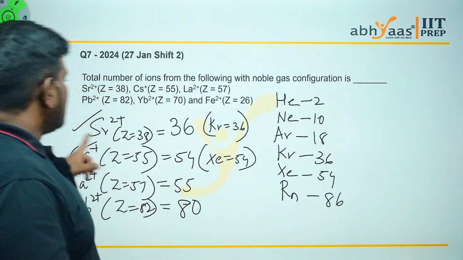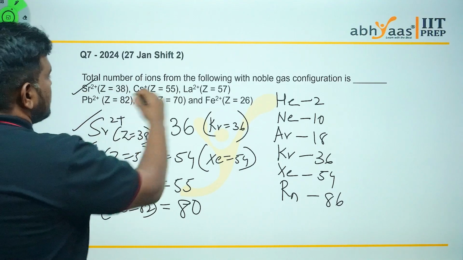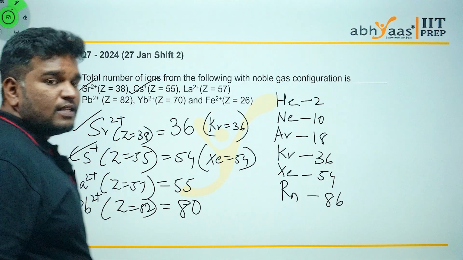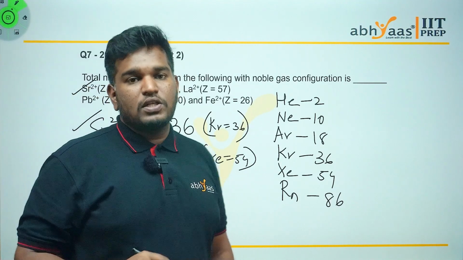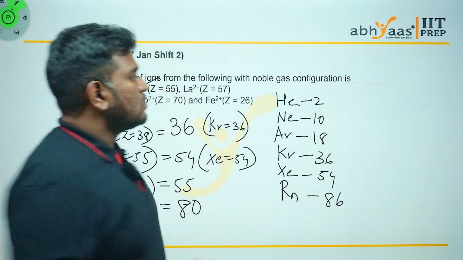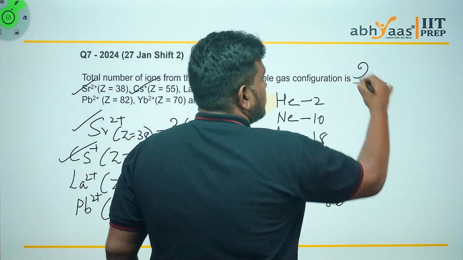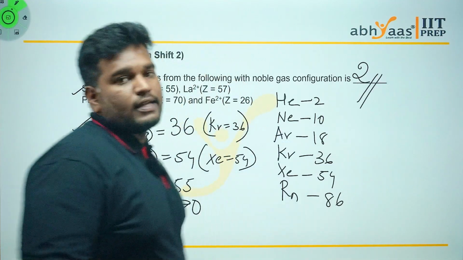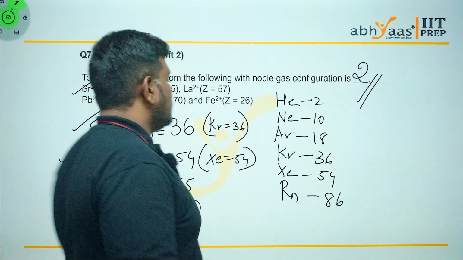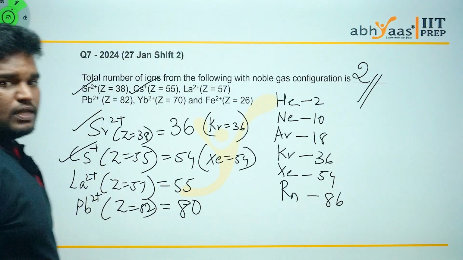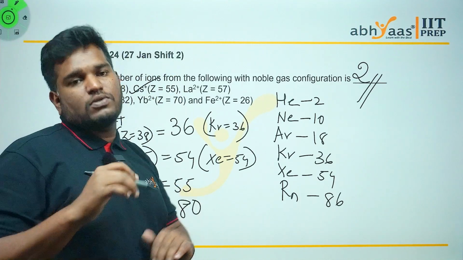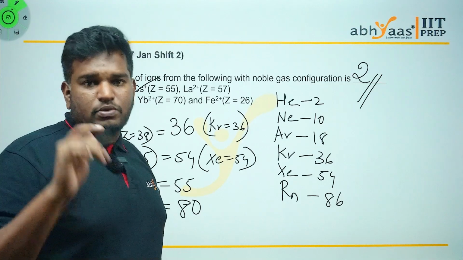So that means Sr2+ and Cs+ will have the noble gas configuration among all the ions given. So the answer will become what? 2. 2 is our answer. So it was actually a kind of easy question for you, right? Now we will move to the next one.